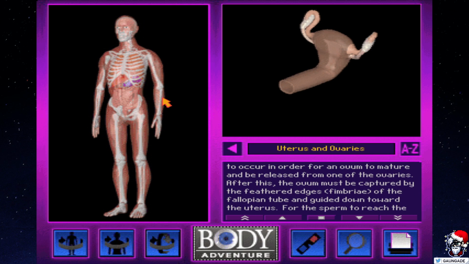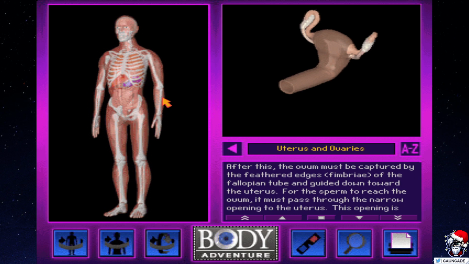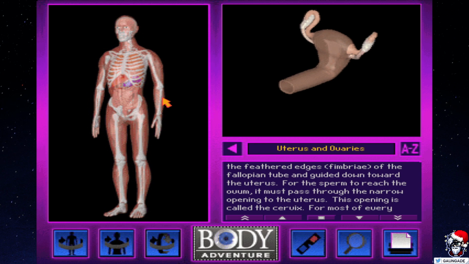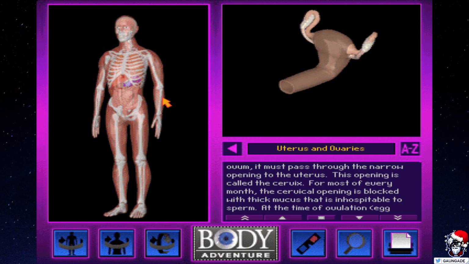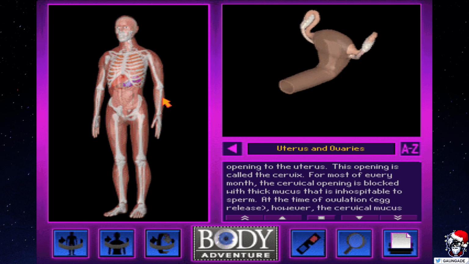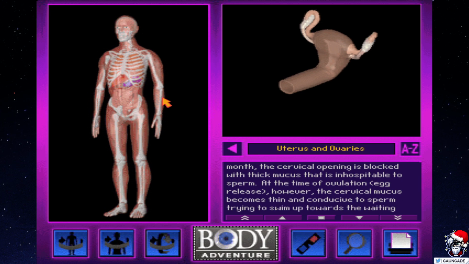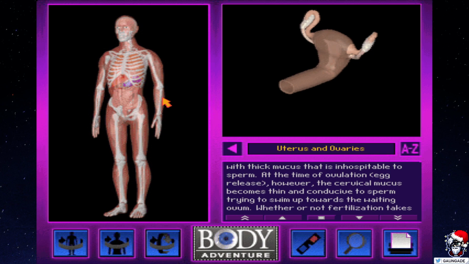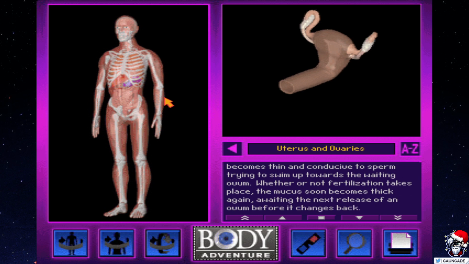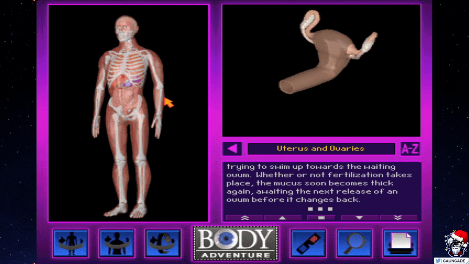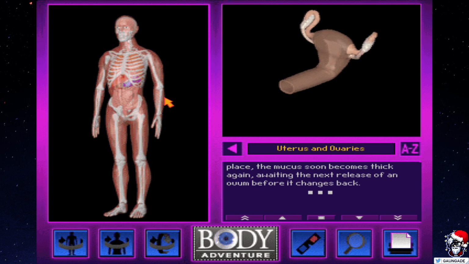After this, the ovum must be captured by the feathered edges, fimbriae, of the fallopian tube and guided down toward the uterus. For the sperm to reach the ovum, it must pass through the narrow opening to the uterus. This opening is called the cervix. For most of every month, the cervical opening is blocked with thick mucus that is inhospitable to sperm. At the time of ovulation, however, the cervical mucus becomes thin and conducive to sperm trying to swim up towards the waiting ovum. Whether or not fertilization takes place, the mucus soon becomes thick again, awaiting the next release of an ovum.